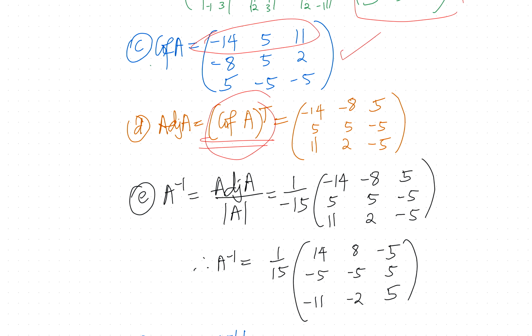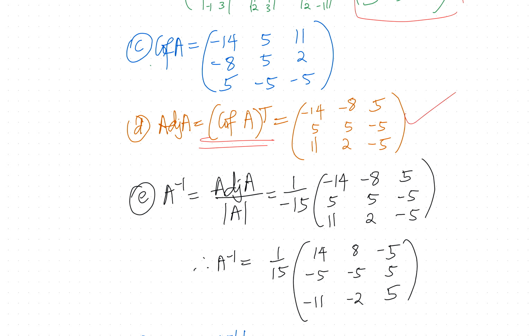That's minus 14, 5, 11. Minus 8, 5, 2 becomes column 2. That's row 2 becomes column 2. Row 3, 5, minus 5, minus 5 is the third row there, and in the cofactors, it becomes column 3 in the adjoint. And with that, we also have our adjoint. Easy peasy. The hardest part is getting minus and all that. Okay, so now we have the adjoint of A, and now we have everything.